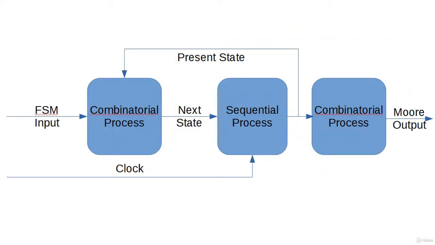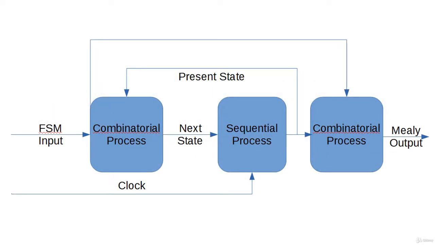There are two types of state machine outputs, Mealy outputs and Moore outputs. This one shows the Moore output. Moore outputs are a function strictly of the current or present state. The Mealy output is a function of present state and inputs.